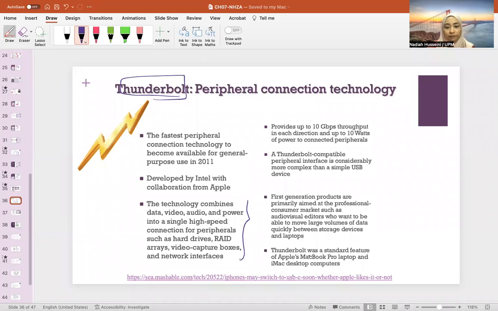Thunderbolt was a standard feature of Apple's MacBook Pro laptop and iMac desktop computers. Okay, let me justify myself why I use a Mac. I'm not trying to tell you guys I have a good computer. Why am I justifying myself? I don't know. Okay, so basically why I use Mac is because this is already my 4th year using it and it still feels new to me. I've not upgraded to M1. So this is why I go for Mac.